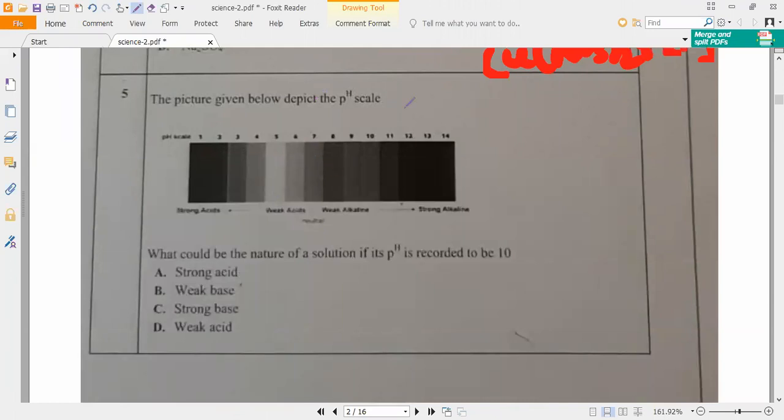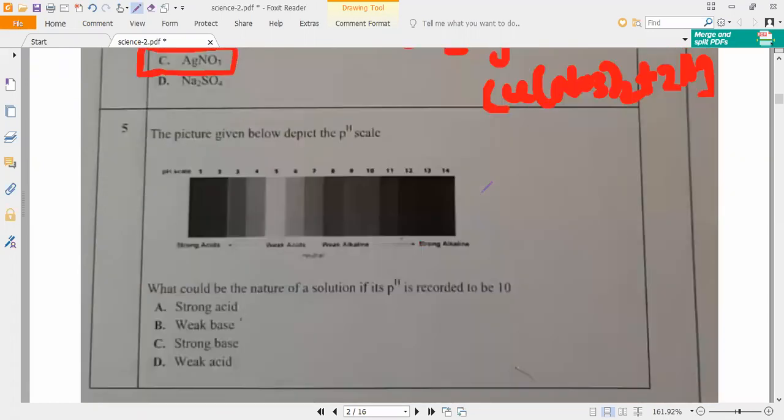Universal indicator is the most common thing. Definitely the question will come from that. Every set of paper, it will definitely be there. So the picture given below is a pH scale. Let us solve very fast and check your efficiency. Now, you can see here, this is the pH scale.